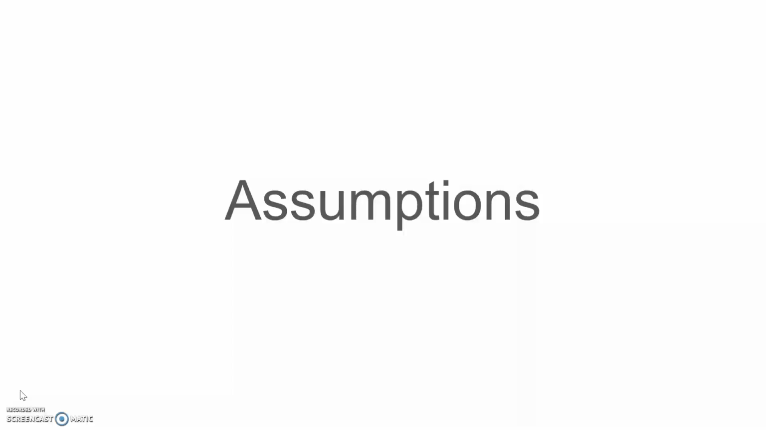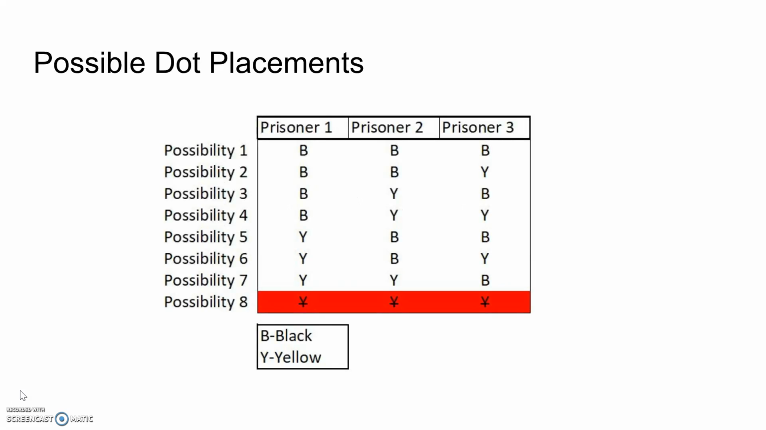Well, there is a big assumption that we have to make here. We have to make the assumption that all 3 prisoners are perfect logicians and that they will not miss a logical step that allows them to determine their color. So we'll start with all the possibilities that can be included.